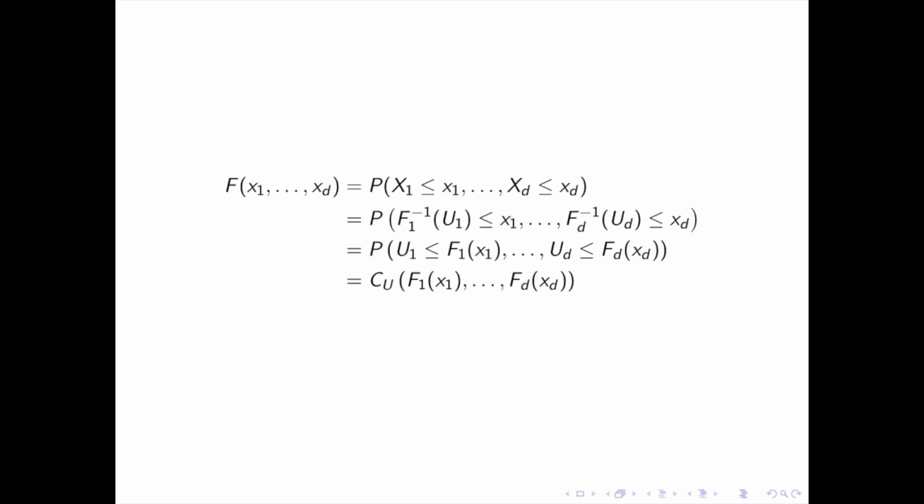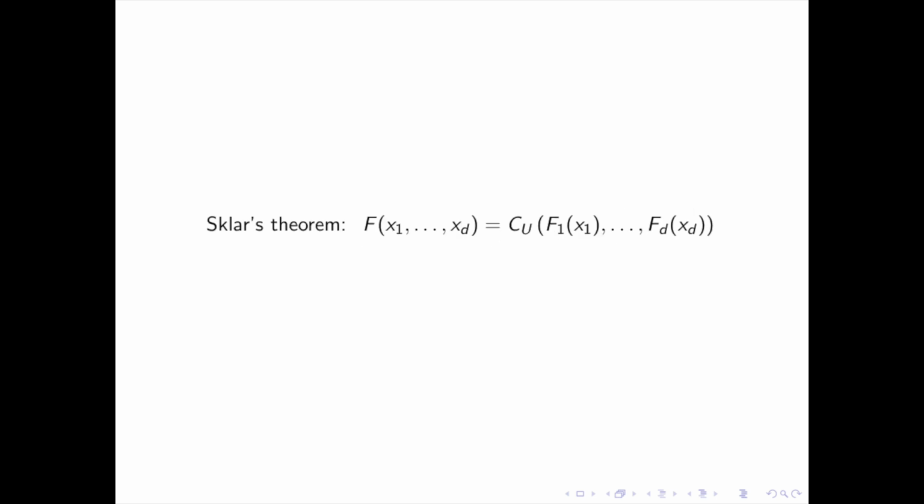Cu is called a copula, and its equality is called Sklar's theorem. And it has an interesting interpretation. Each fj captures the marginal distribution of xj, but not the dependencies between the xj's, while the copula, on the other hand, captures the dependencies between the xj's, but not the distribution of any individual xj.